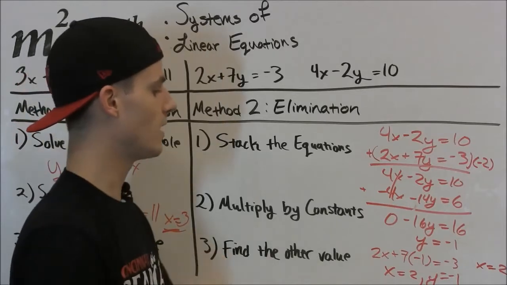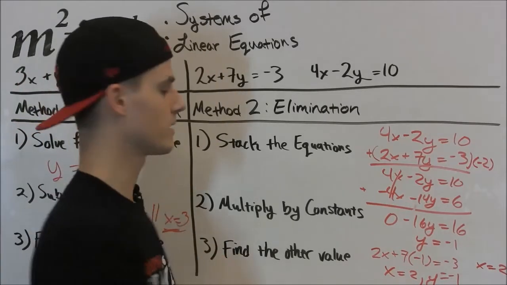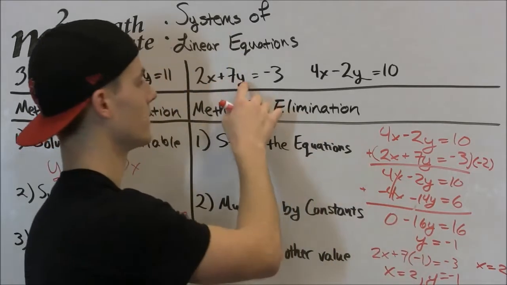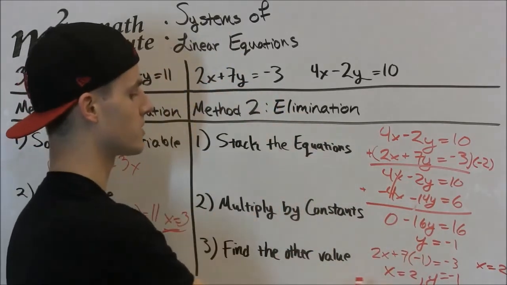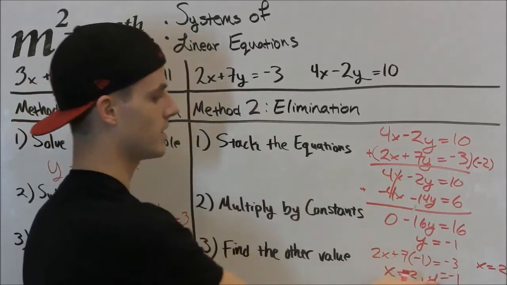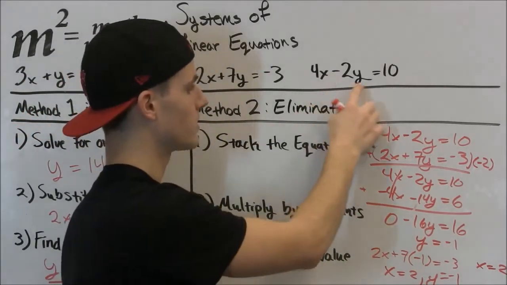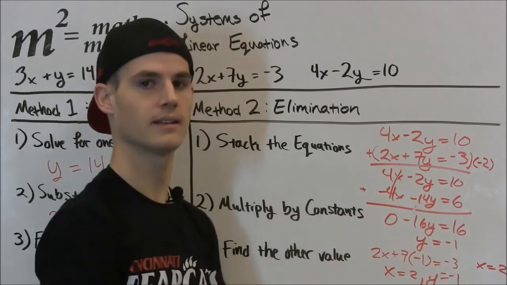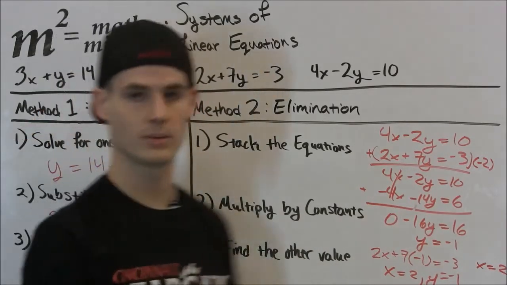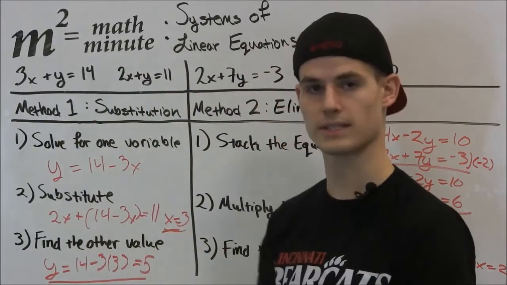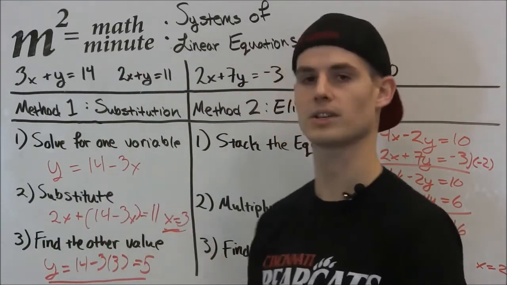Okay? Now, we can do the same idea to check. Plug x in here, which is 2, and also plug y in here, which is negative 1. 2 times 2 plus 7 times negative 1 is negative 3. 4 times 2 minus 2 times negative 1 is 10. So we've checked. They're both good. It's a good solution. So just like we did here, we went through the steps that we were given, plugged it back in, checked our answer.